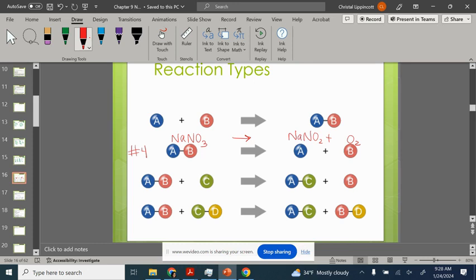Yeah, you're going to have to break all of these out. You can't keep that polyatomic ion together. So in your inventory, you're going to have sodium, you're going to have nitrogen, and you're going to have oxygen. So you can't keep the polyatomic ion together in that case. All right. So that is like number 4 on your homework for tonight. All right, let's look at the next one.